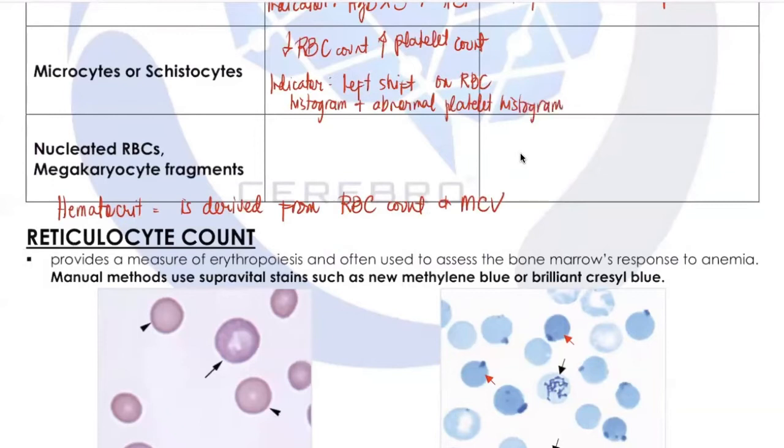Okay, so how do we make our remedy here, or how do we confirm that there is really a presence of microcytes or schistocytes? Of course, you are to look at the blood film. So review the blood film.